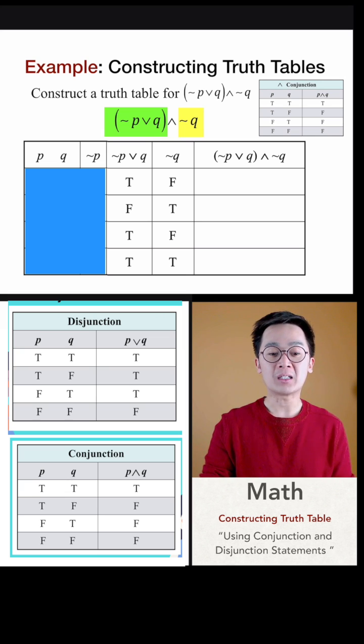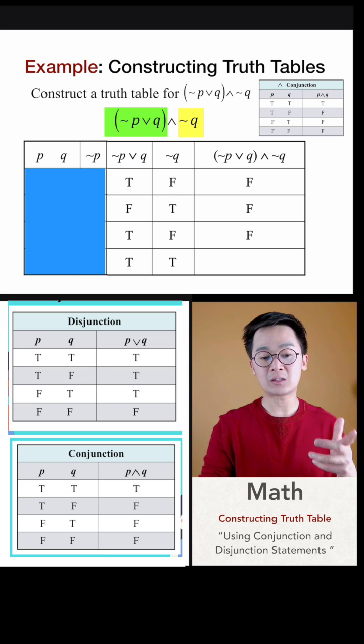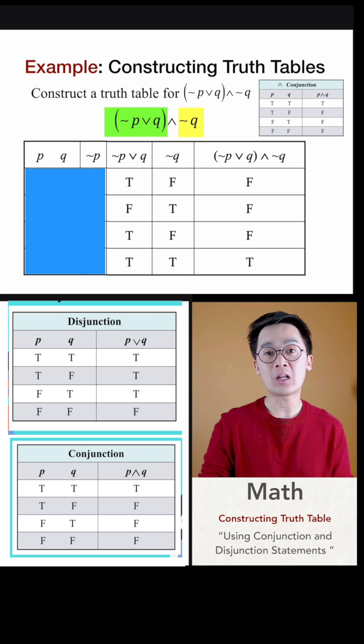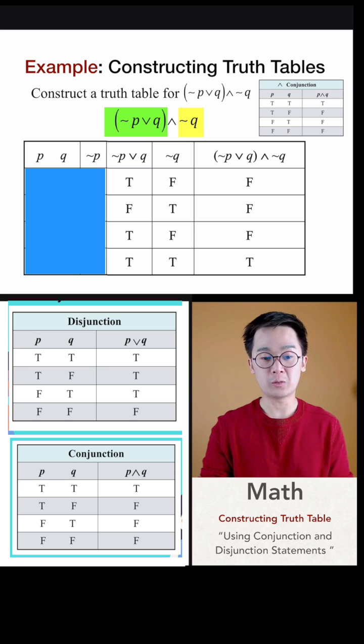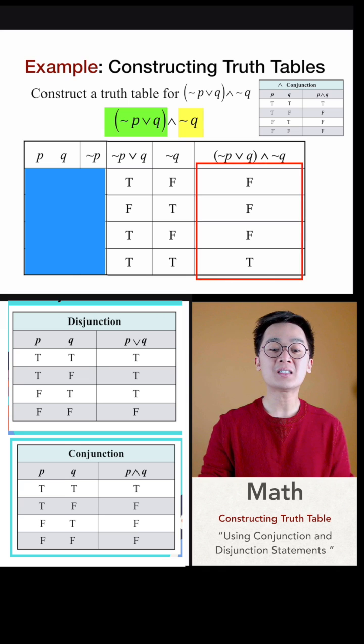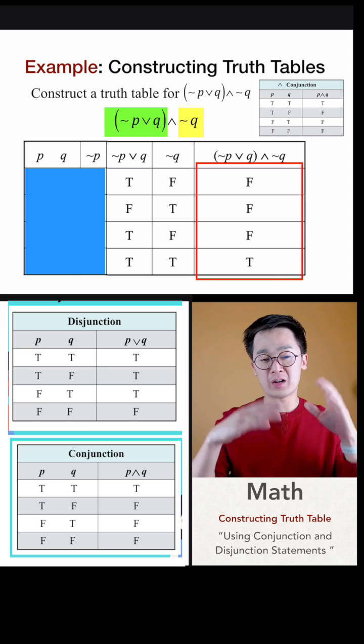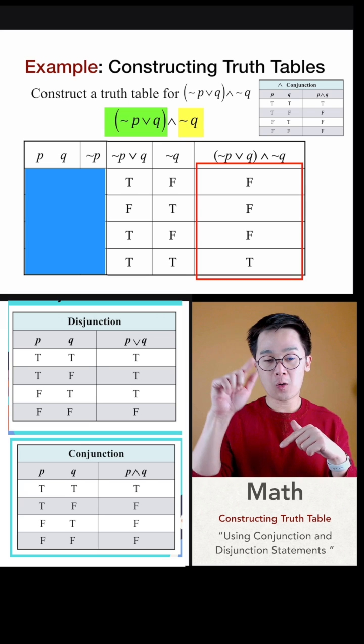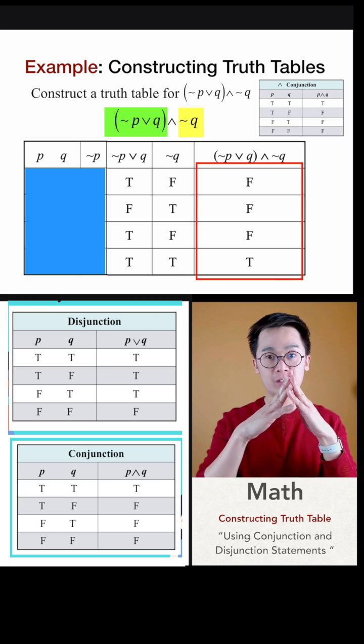true. So that means for the first row, T and F, it would be false, F and T would be false, T and F would be false, and then the last statement, T and T, that's the only statement that it would be true. So this is now our truth table for the operation of not P or Q and not Q.